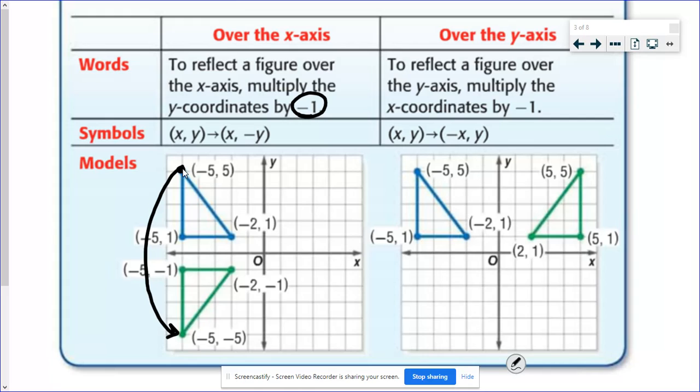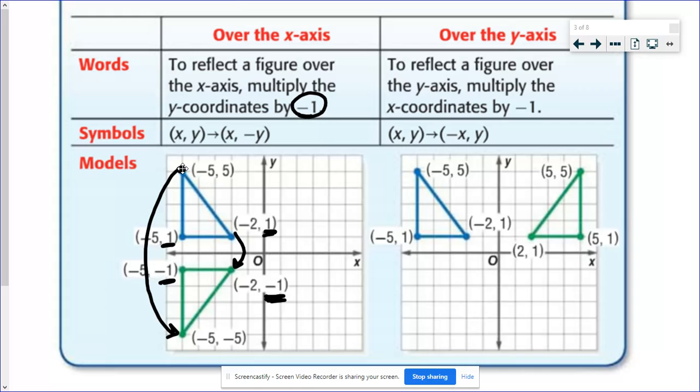So from this one, this was at a +1. The new image down here is at a -1. This was at a +1. Now it's at a -1. That's when we reflect over the x-axis, the y changes signs because it's moving up and down.